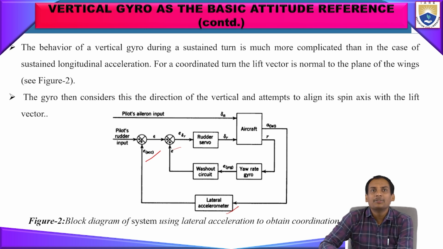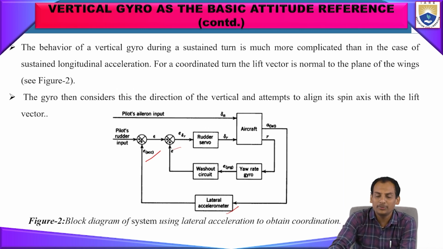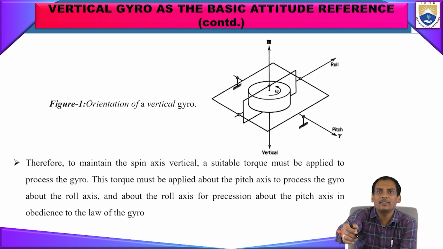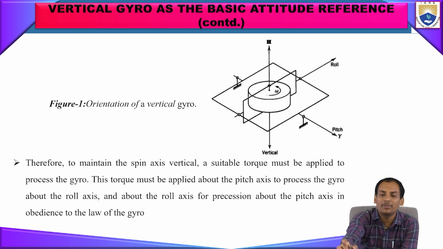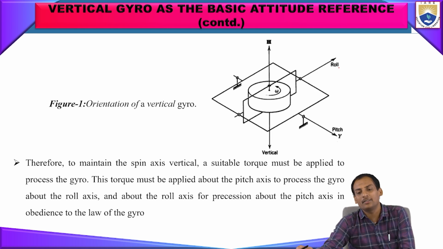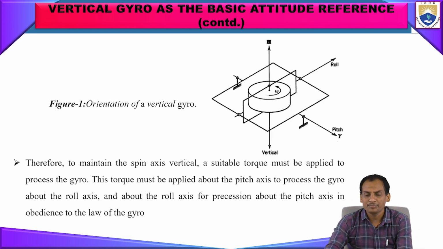Here the gyro considers the direction of vertical and attempts to align its spinning axis with the lift vector. If you see here, the spinning axis is in the lift vector, so it will be aligned with that. Here it is aligned with the vertical axis, and in roll it is also there with the rolling axis.